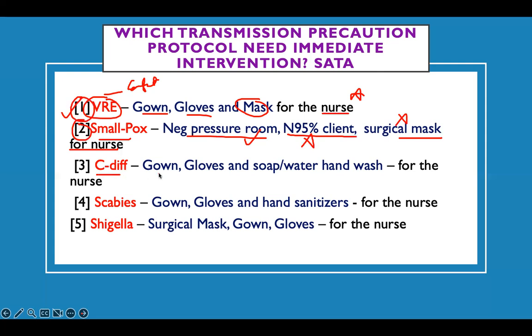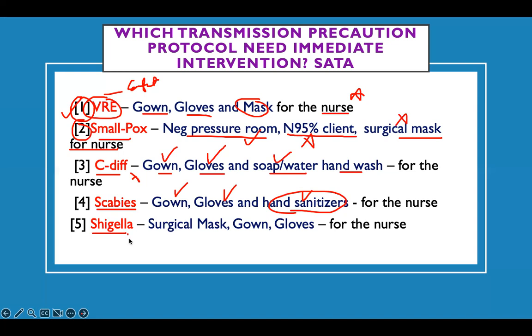C. diff, gown, gloves, soap and water, and wash for the nurse. So if I'm taking care of a C. diff patient, do I wear a gown? Yes. Do I wear gloves? Yes. Do I use soap and water for hand wash for the nurse? Yes. So I don't need to intervene. Scabies is contact. Do I wear gown? Yes. Wear gloves? Yes. Do I use hand sanitizers for the nurse? Yes. You don't need to use soap and water. Hand sanitizer is enough. So no intervention.